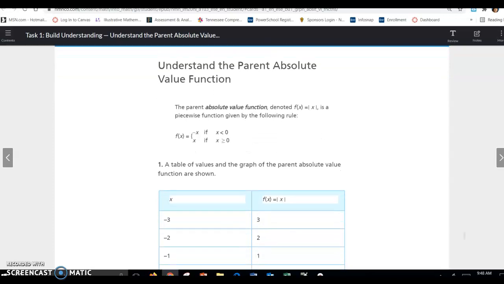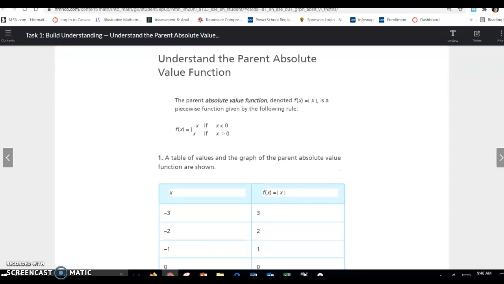All right, so first we want to understand the parent absolute value function. Remember, a parent function is the simplest function in a family of functions. It says the parent absolute value function, denoted f of x equals absolute value of x, is a piecewise function given by the following rule. f of x equals negative x if x is less than 0, and f of x equals x if x is greater than or equal to 0.